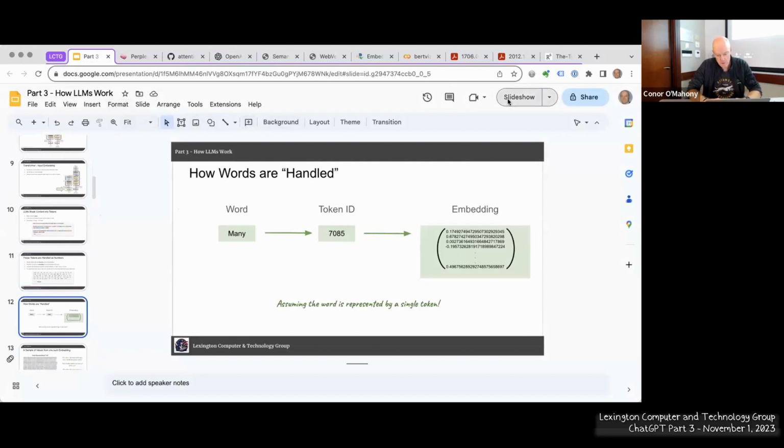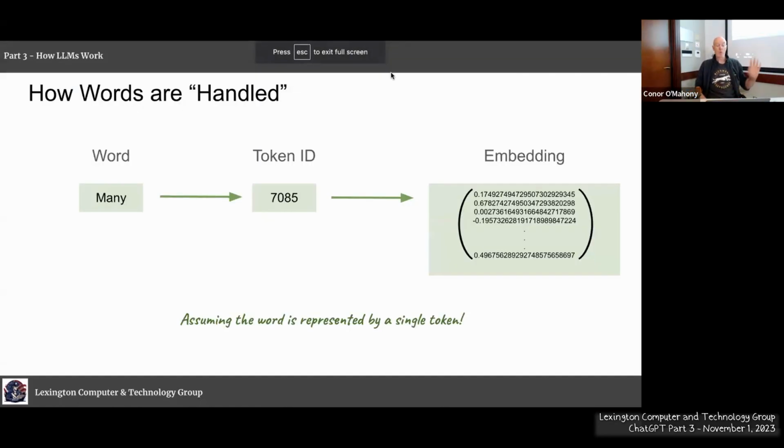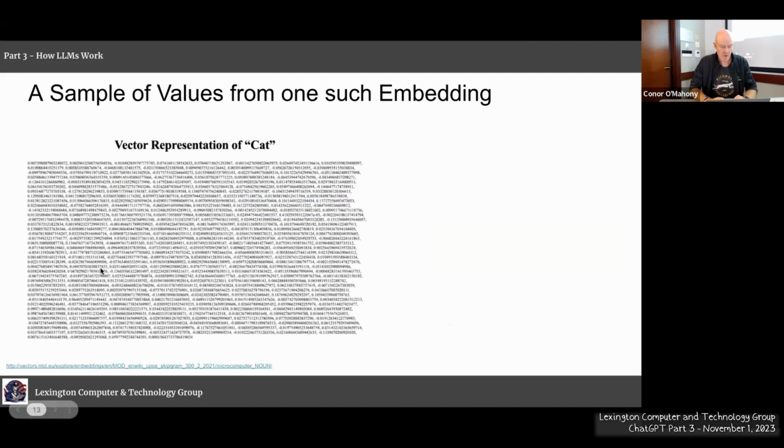So we got words. Those are turned into token IDs. The token IDs are essentially placeholders for the embeddings, these big matrices with lots of numbers in them. And that's, of course, assuming that the word is represented by a single token. Okay, so here is, for instance, a vector representation of cat from a system. And you can see here that there are lots of numbers in this vector representation.